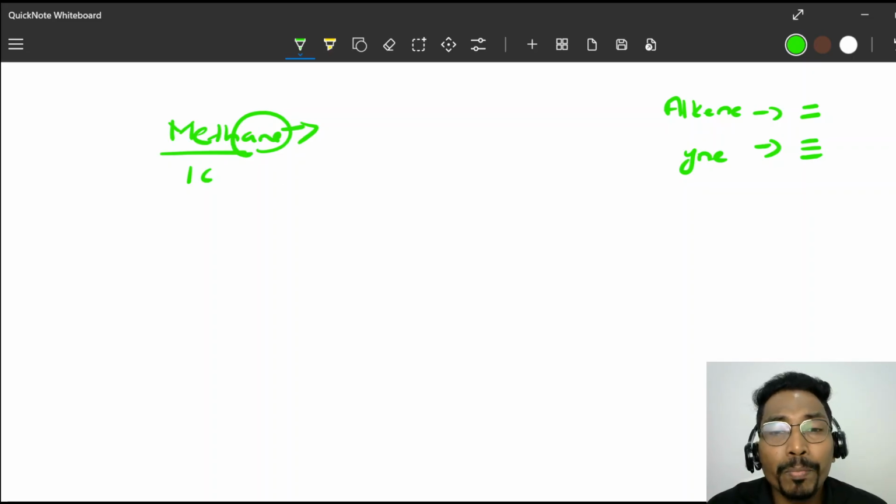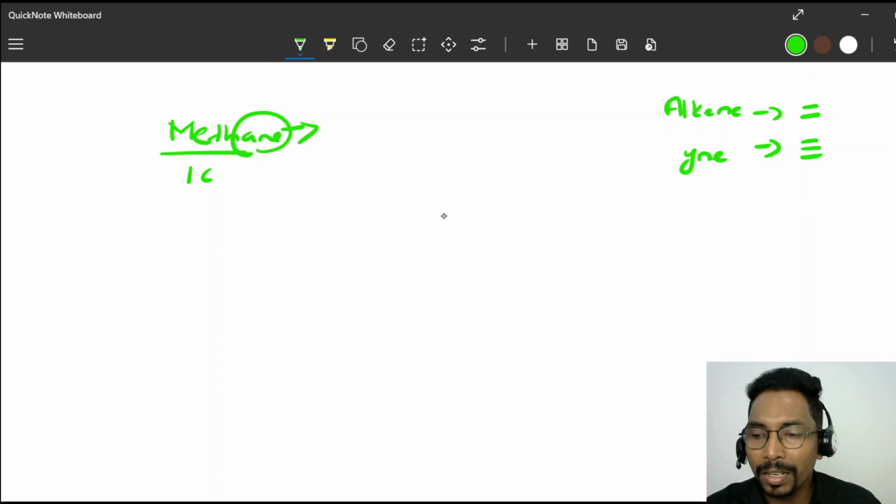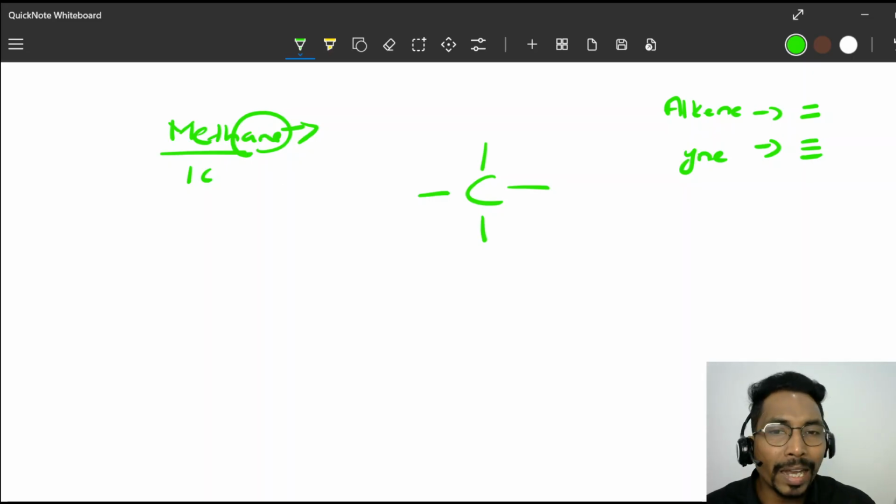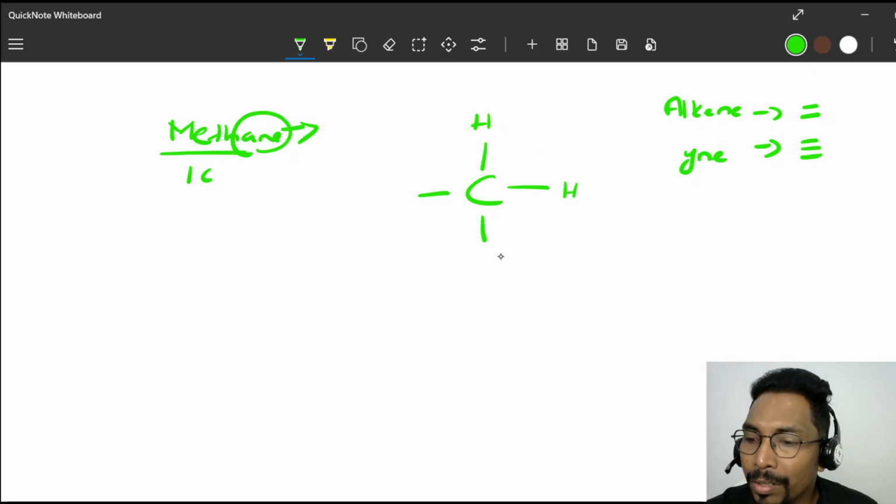So anyway, carbon should be bonded with 4 atoms. 4 bonds should be present in each carbon. Here only one carbon is present, so it will be like this: one carbon and 4 hydrogens.